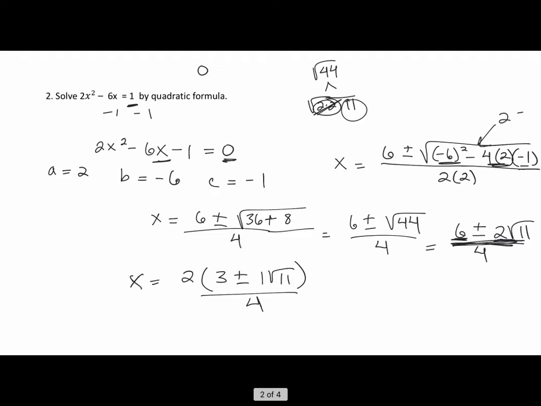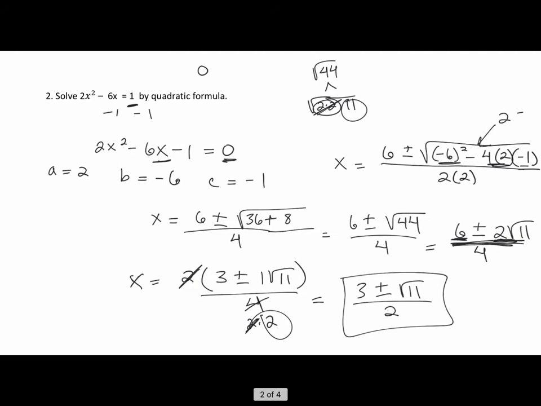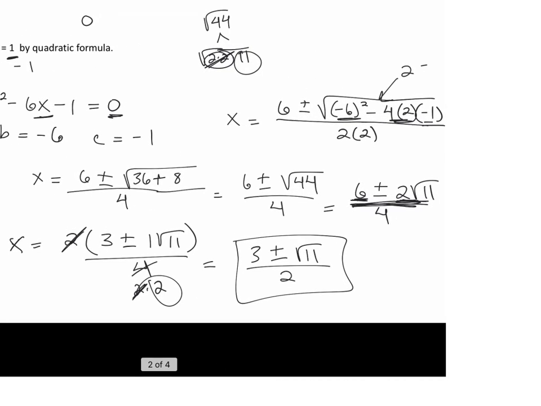And then I can divide a factor of 2 from the numerator and the denominator to simplify this irrational expression. So that leaves 3 plus or minus root 11 over 2. And that is as simple as that gets by hand. If you want to separate those because you have to write separate answers, then that'll be 3/2 plus root 11 over 2 and 3/2 minus root 11 over 2.